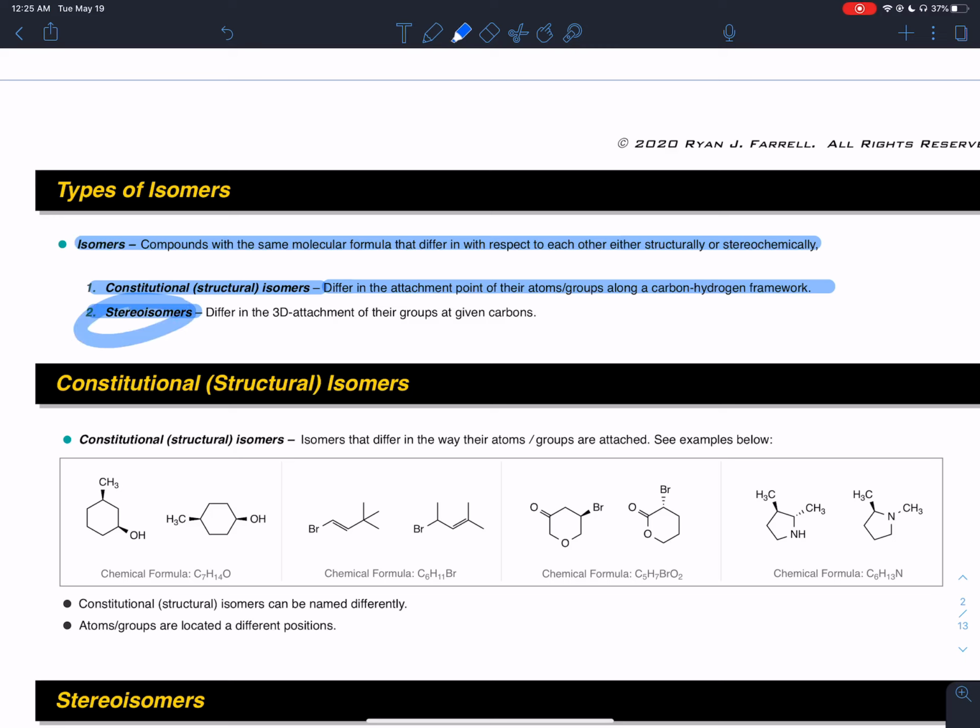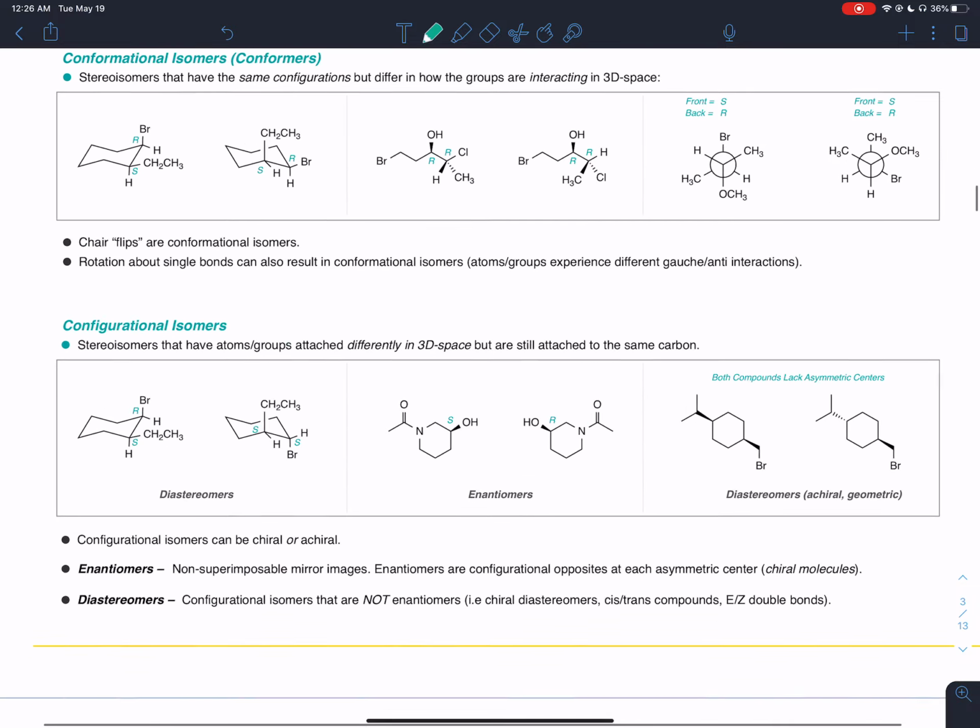However, stereoisomers, remember stereo means 3D. These are 3D isomers. They differ in the 3D attachment points of their groups at given carbons, meaning stereoisomers will have the same constitution relative to each other, but in 3D space, those groups at the same carbons will differ in 3D space. You could have cis-trans stereoisomers. You can have what we call enantiomers, diastereomers, geometric isomers, okay? And we're going to be talking about each of those types of isomers in the following videos.